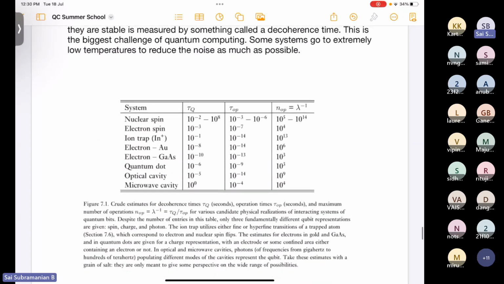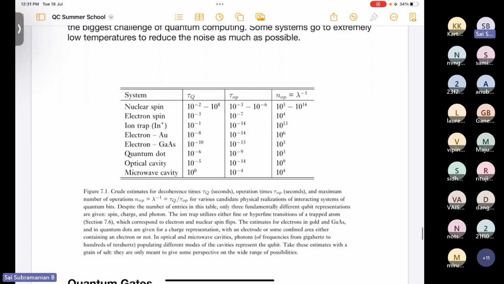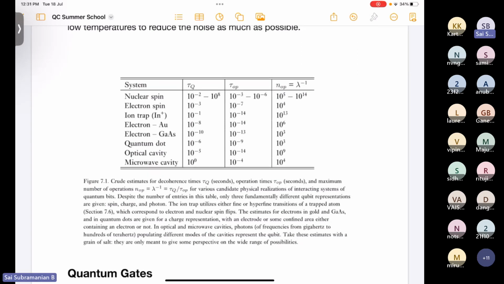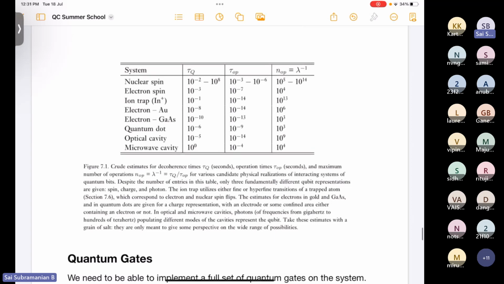So this is again a table from a quantum computing textbook. T_Q is the decoherence time, and you can see that all of them are in fractions of a second. These are ballpark, so take them with a pinch of salt, but just to give you a scale of what we are looking at, these qubits are only stable for fractions of a second.